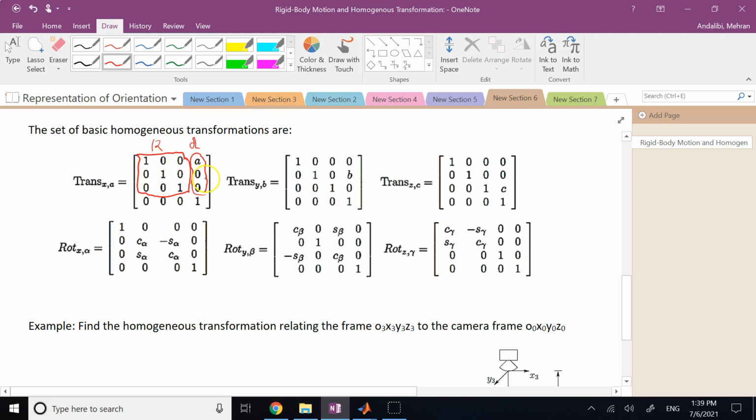So all this guy does, the last row is always constant, okay? The components of the last row never change. They're always 3 zeros and a 1. It's the first 3 rows that you change. But the first 3 by 3, which is R, is identity because there is no rotation, and then you have A for X. So this is what we call translation of X and A. Similarly, translation of Y and B, again, identity matrix for R. The D vector has B in Y, and similarly, you have translation of Z and C, as you can see.